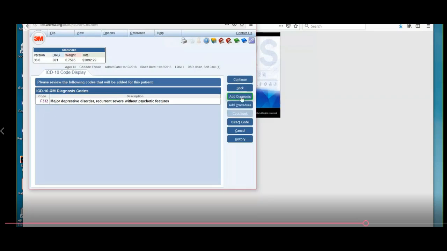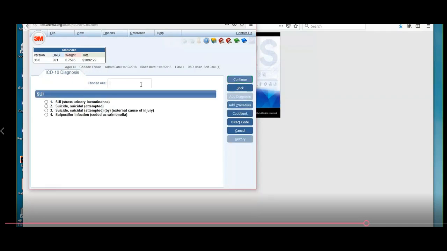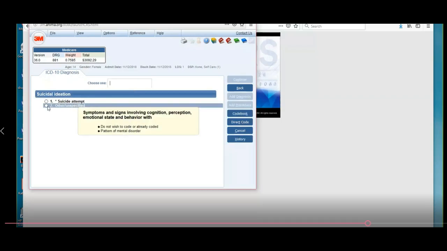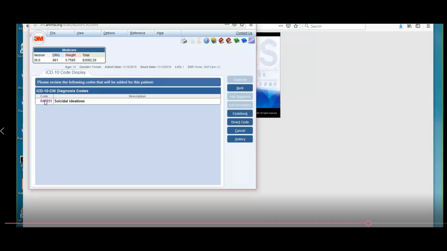Okay, now I'm going to add the next diagnosis, which were those suicidal ideations. So I'm going to pick ideation, which is 3. And she didn't actually attempt it. She was just thinking it. So we're going to hit 2. And then do not wish to code. So there's our suicidal ideations.